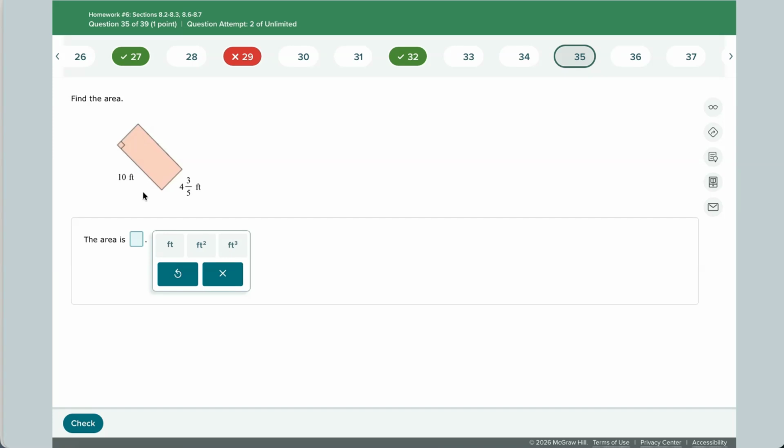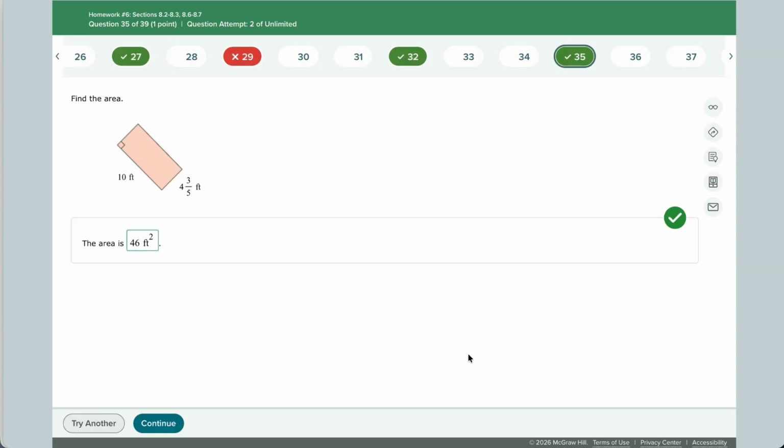Okay, so for this one, I can multiply the side times the side for the area. So it would be 10 times 4 3/5. So that would be 23 over 5. So 10 times 23 over 5, which would be 46. And don't forget your feet squared. I tend to make that mistake.